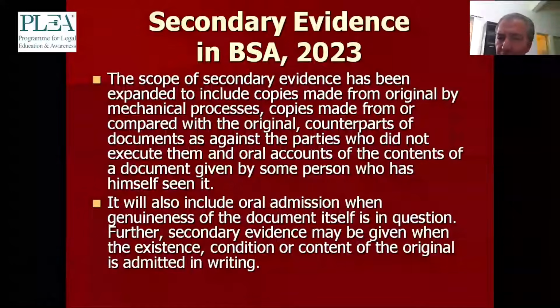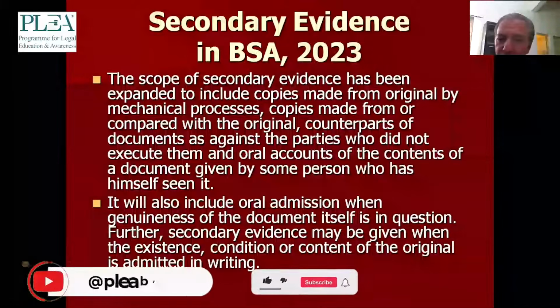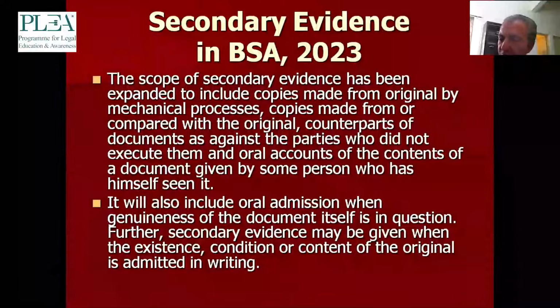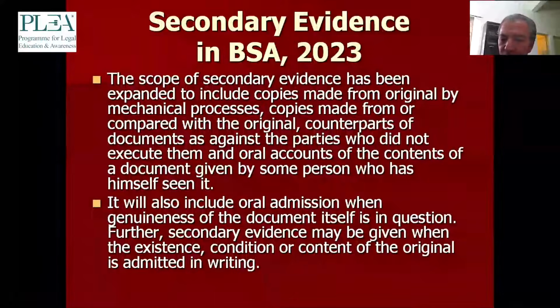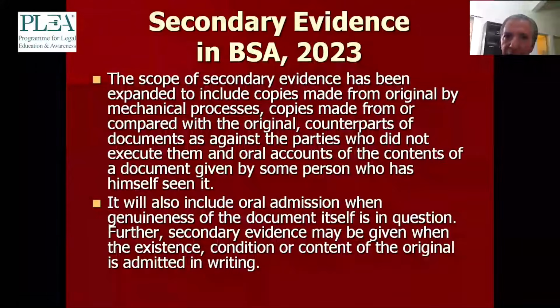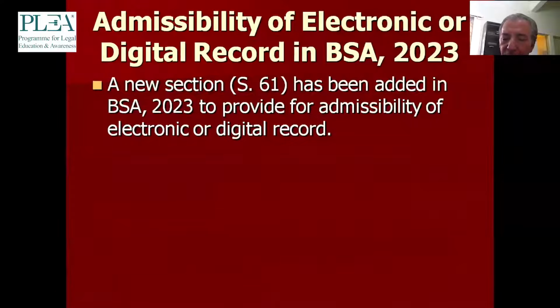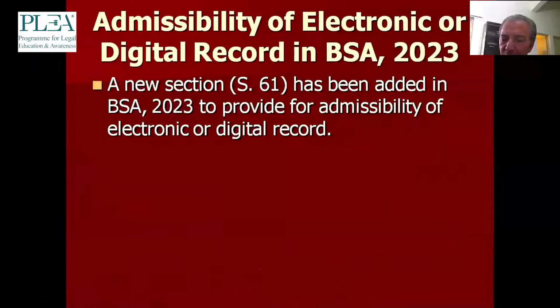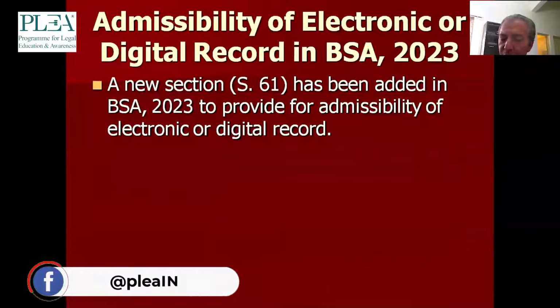Further, secondary evidence may be given when the existence, condition or content of the original is admitted in writing. So secondary evidence may also be there along with the primary evidence. So this is the latest change in the definition. Now we see the admissibility of electronic digital record in BSA 2023. A new section 61 has been added in BSA 2023 to provide for admissibility of electronic or digital record. This is a new change.